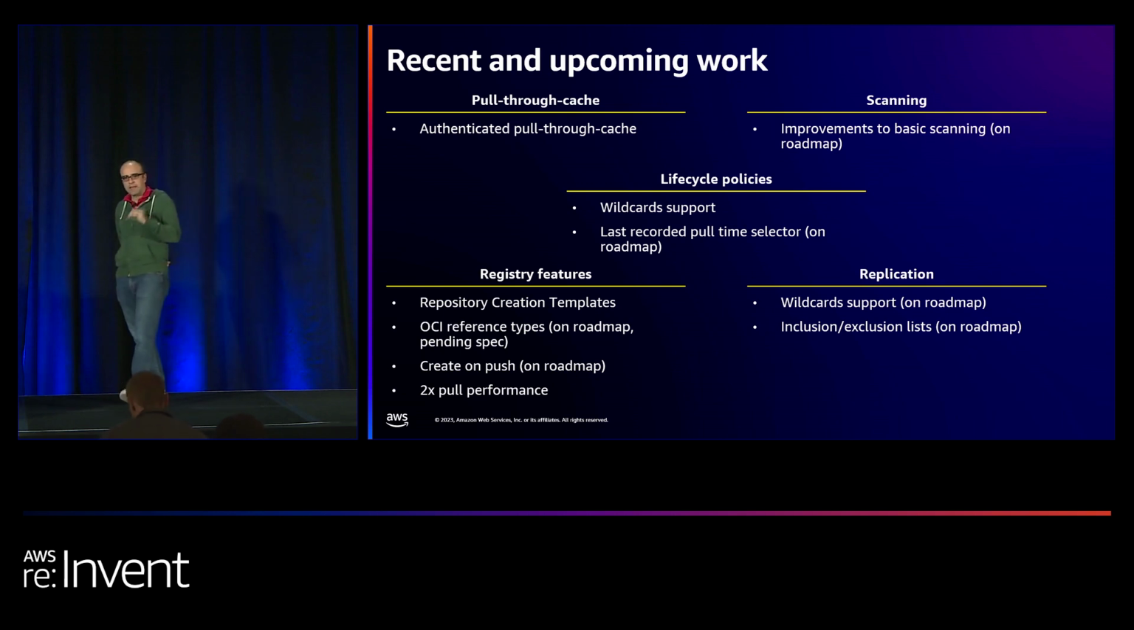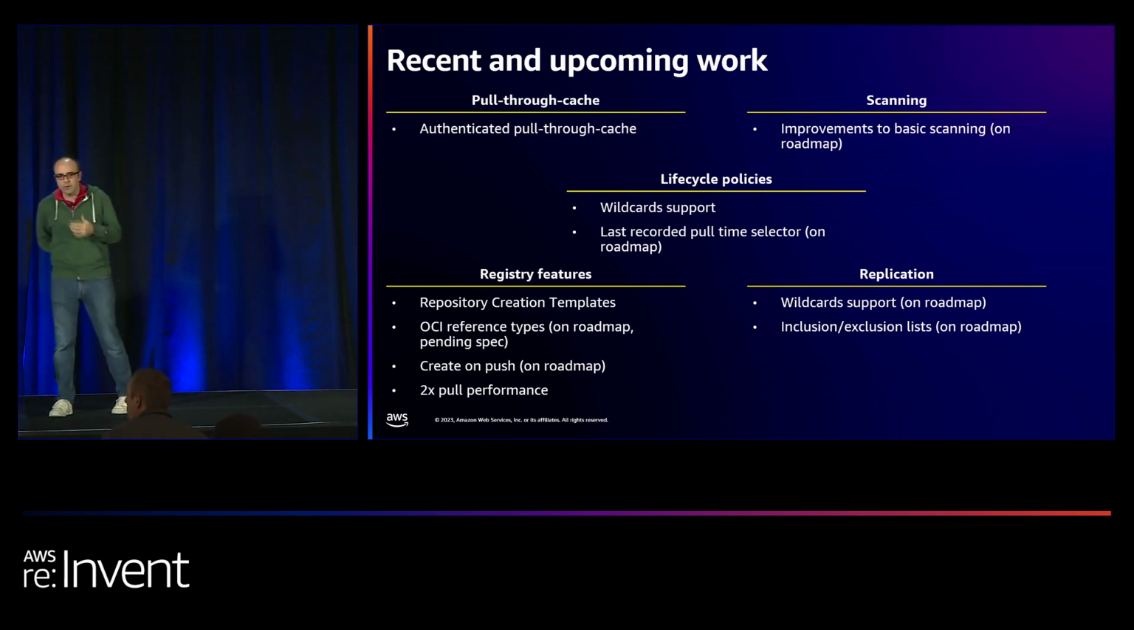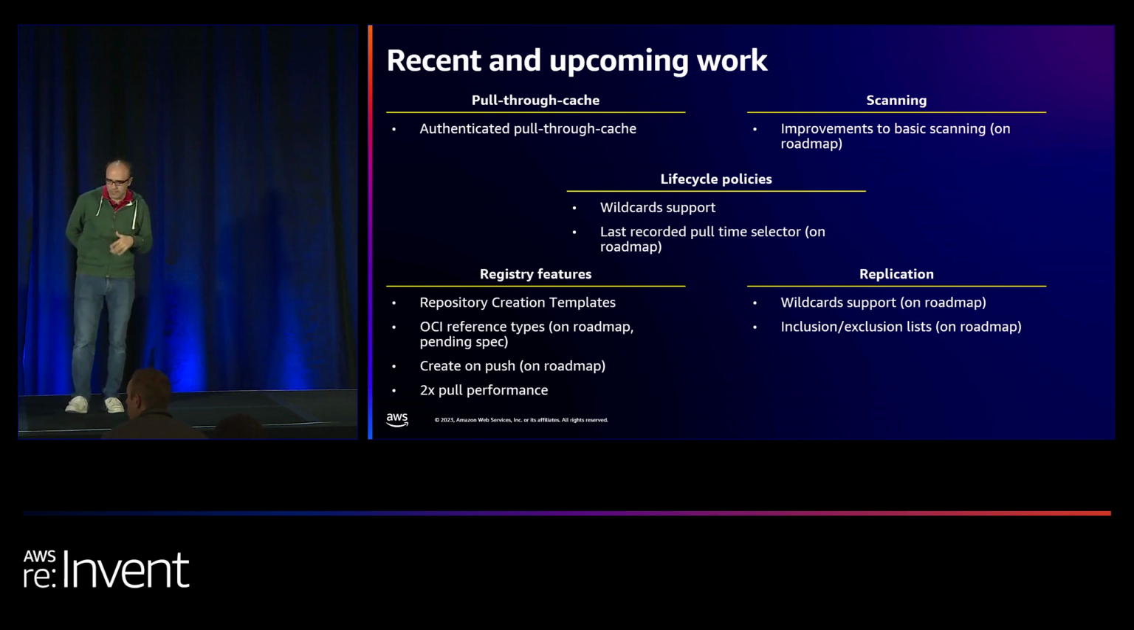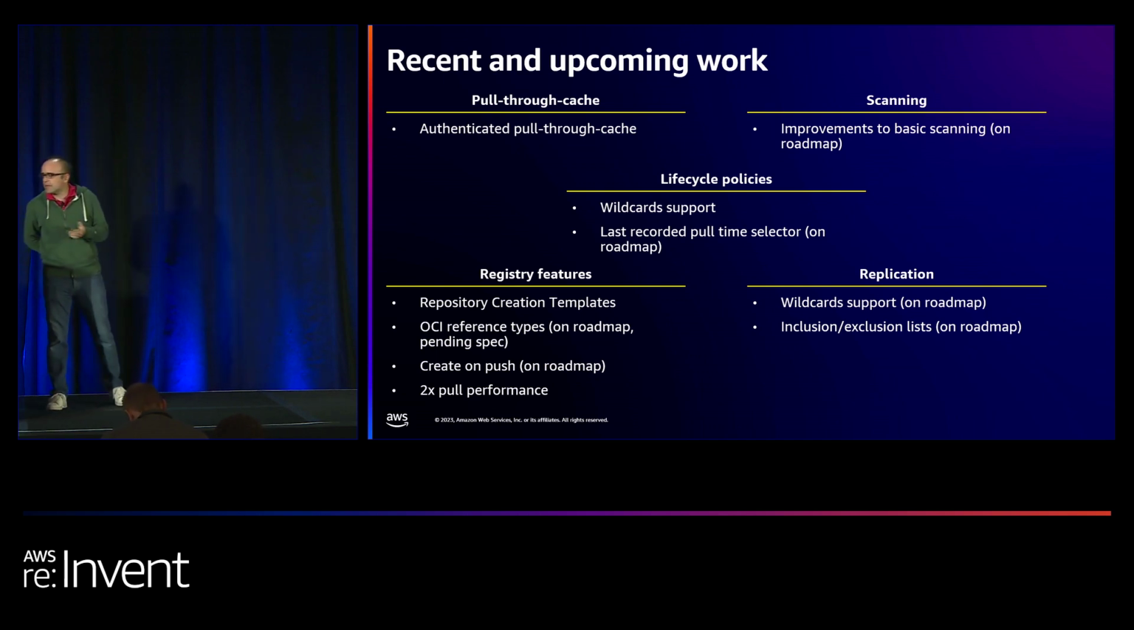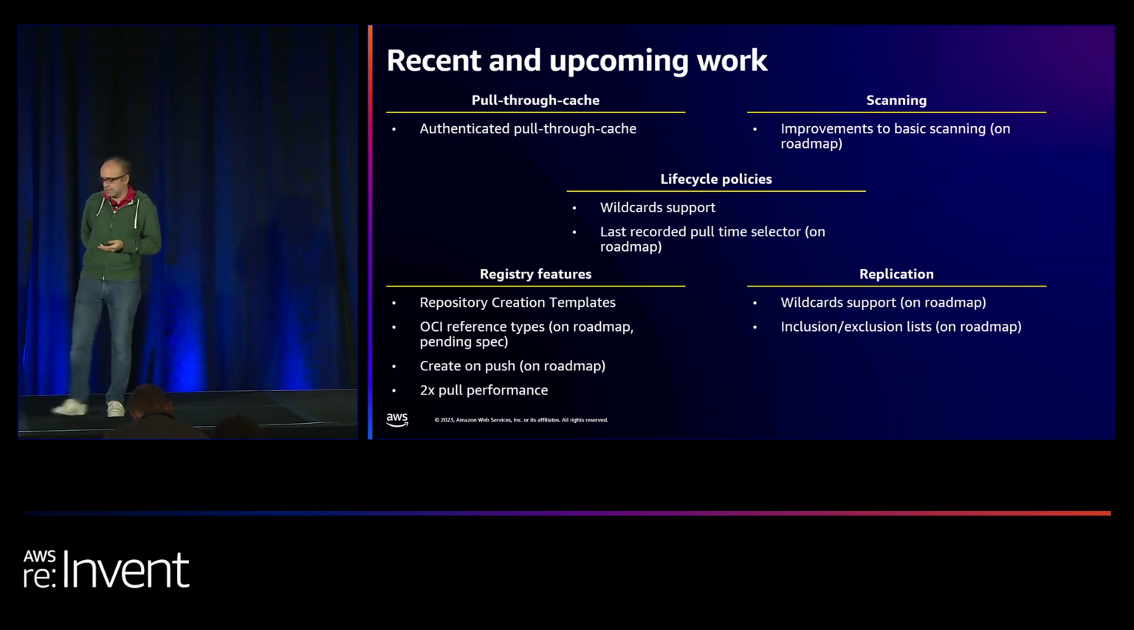We recently released a change that increased pull performance by 2x. And we have a bunch of things in the roadmap for next year that are going to increase push and pull performance by between 2 and 4x. We're making changes to under-the-hood things that are going to speed this up.